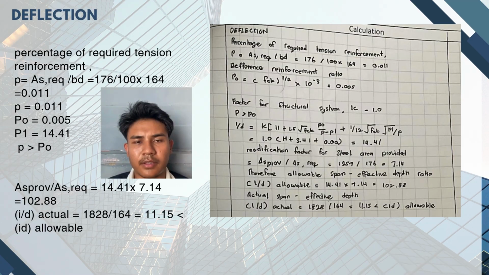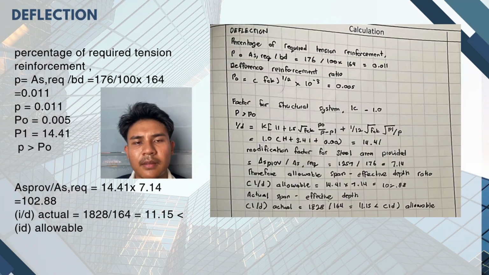Okay, so now for the deflection. So the first, the percentage of required tension reinforcement. So the P equal with the formula, P equal with AS required divided by BD equal with 170 divided by 100 times 164. So we calculate, we get 0.011 for the P. So P0 we get 0.005. So P1 we get 14.41.